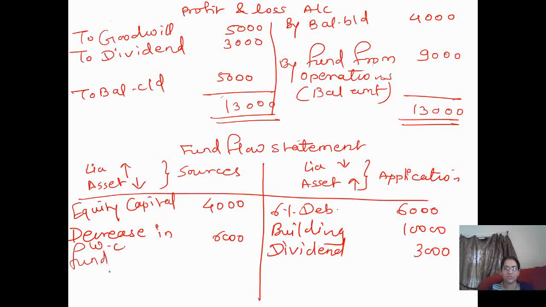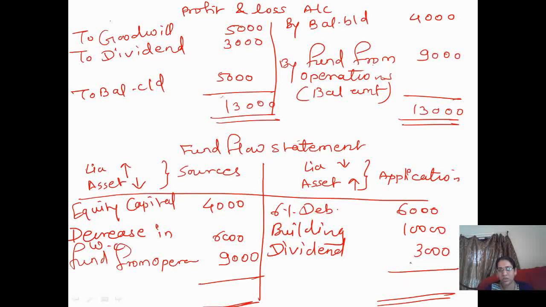Fund from operation. What is the amount? 9,000. Finally, these fund flow statements should tally with each other. Then our practical problem will be right, and otherwise it will be wrong. 10, 16, 30, 16, 19,000. Okay, 19,000. So our practical problem is right.